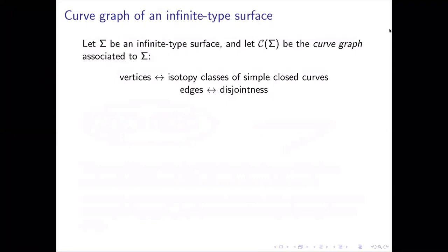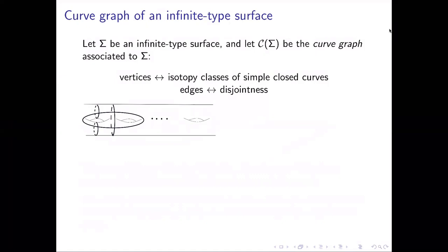The mapping class group acts on this graph by isometries, just like it does in the finite type case, but we've got a bit of a problem. So here's a collection of finitely many simple closed curves. If you give me any finite collection of simple closed curves, I've drawn these four fairly straightforward curves, but they could be as complicated as you want. This is sitting in the ladder surface. They're going to be contained in some finite type subsurface because there's only finitely many of them.